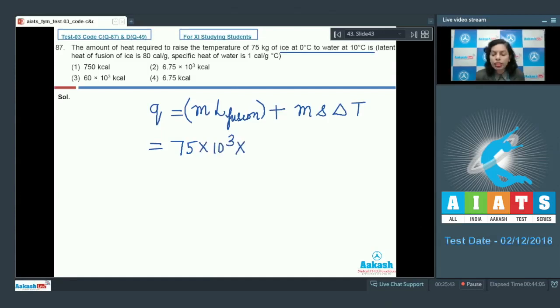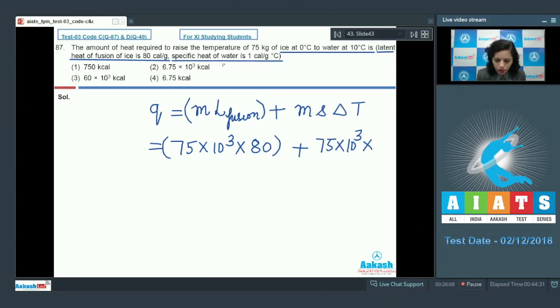Now, what is the latent heat of fusion that's given in the question? Let's underline it. This latent heat of fusion is 80 calorie per gram. So this would be 80 calorie plus M value is again 75 into 10 raised to the power 3 gram. What is the specific heat of water? This is also given. It is 1 calorie per gram per degree Celsius. So 1 I'll multiply here. Then delta T. What's the change in temperature? It is from 0 degrees Celsius to 10 degrees Celsius. So change is 10. Let's solve this also.